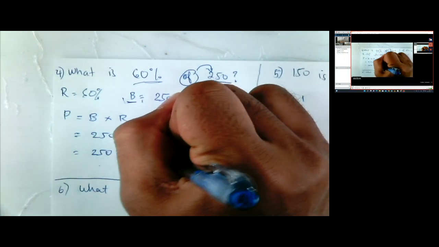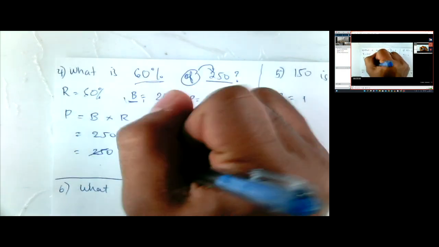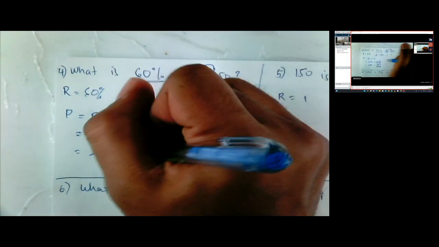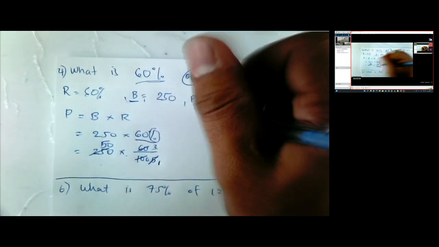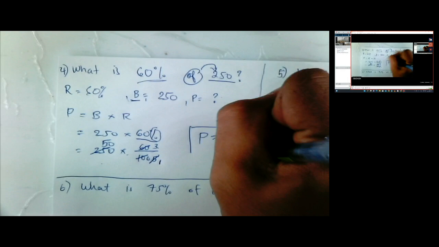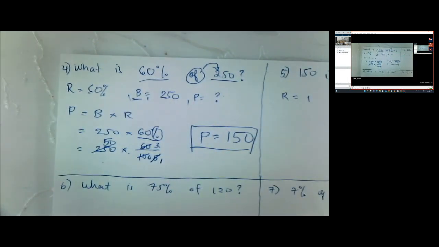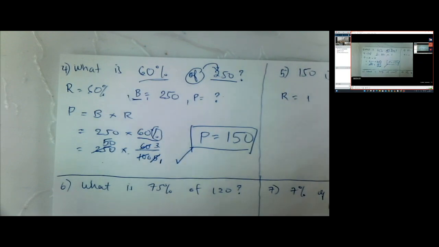But then 3 over 5, so 250 times 3 over 5. And again, we can simplify 5 and 250, right? This will now become 1, and this will become 50. And so 50 times 3 over 1 is equal to 150, meaning that your percentage is equal to 150. So with the question, what is 60% of 250? The answer is 150. One check for this one. I will get the score later, okay?